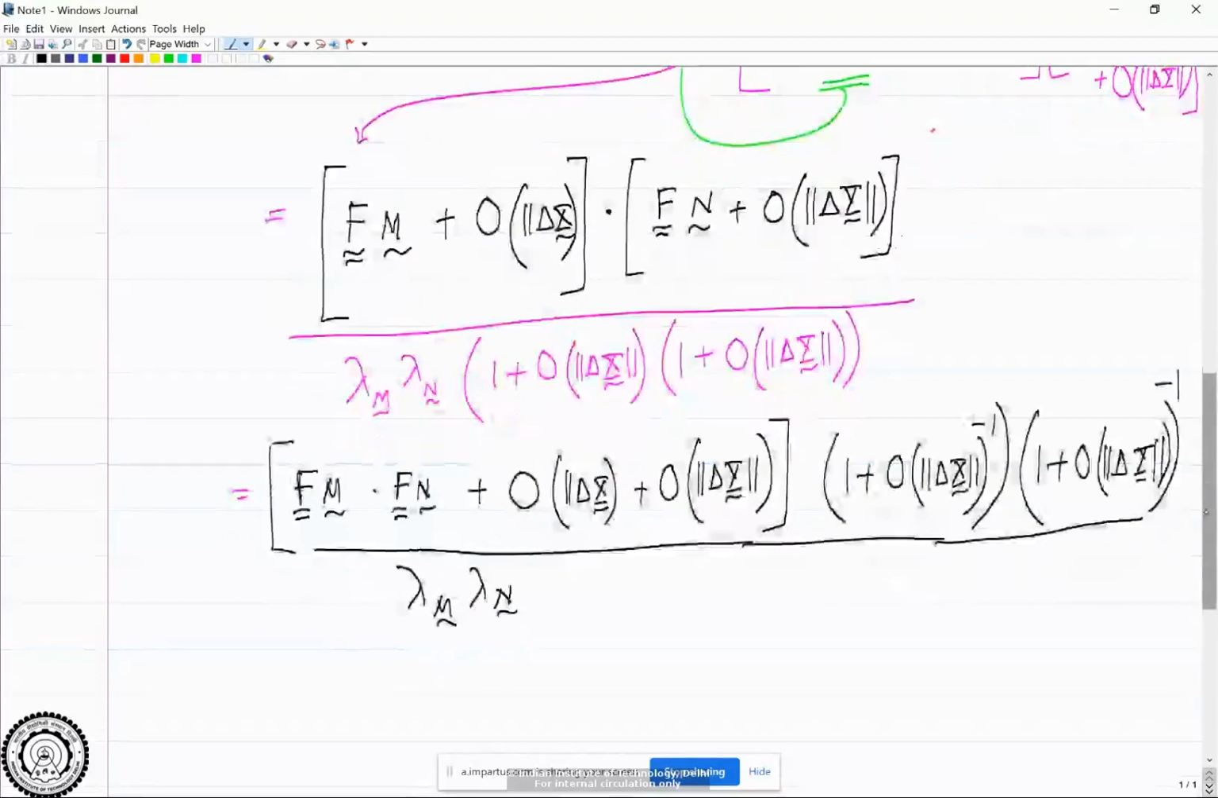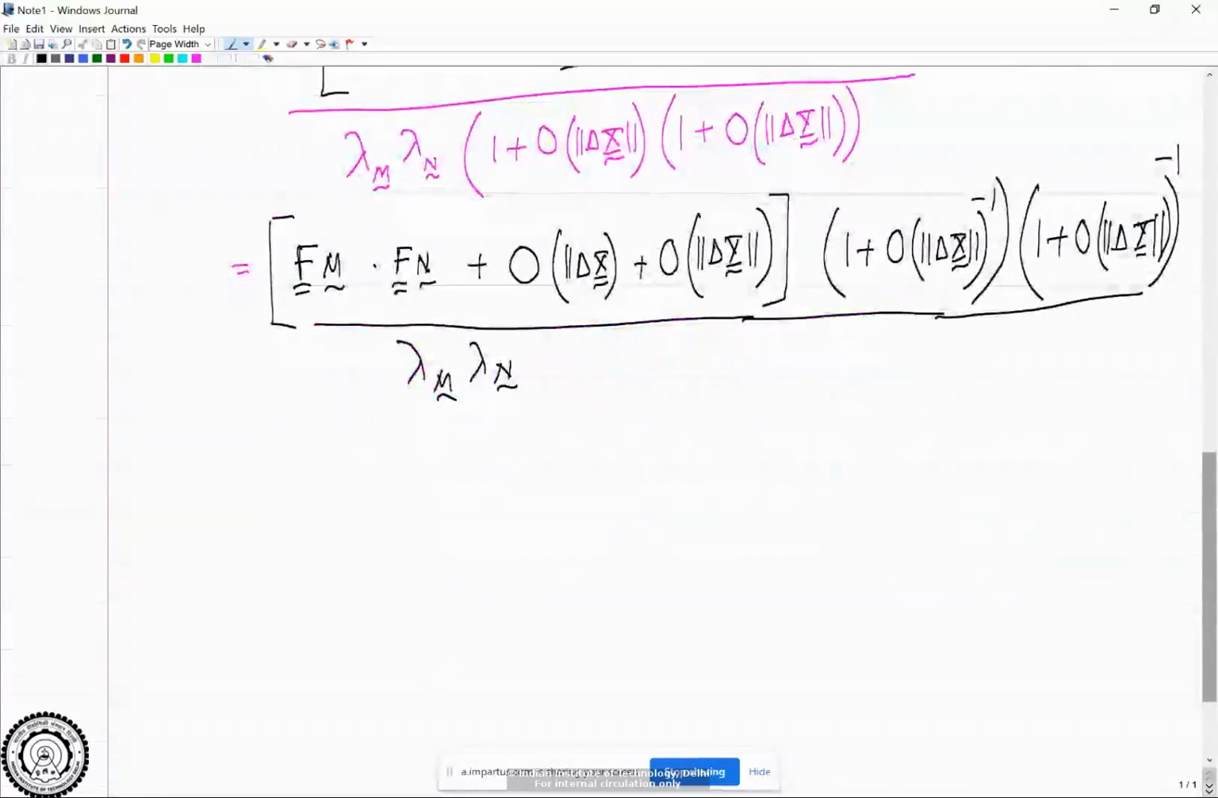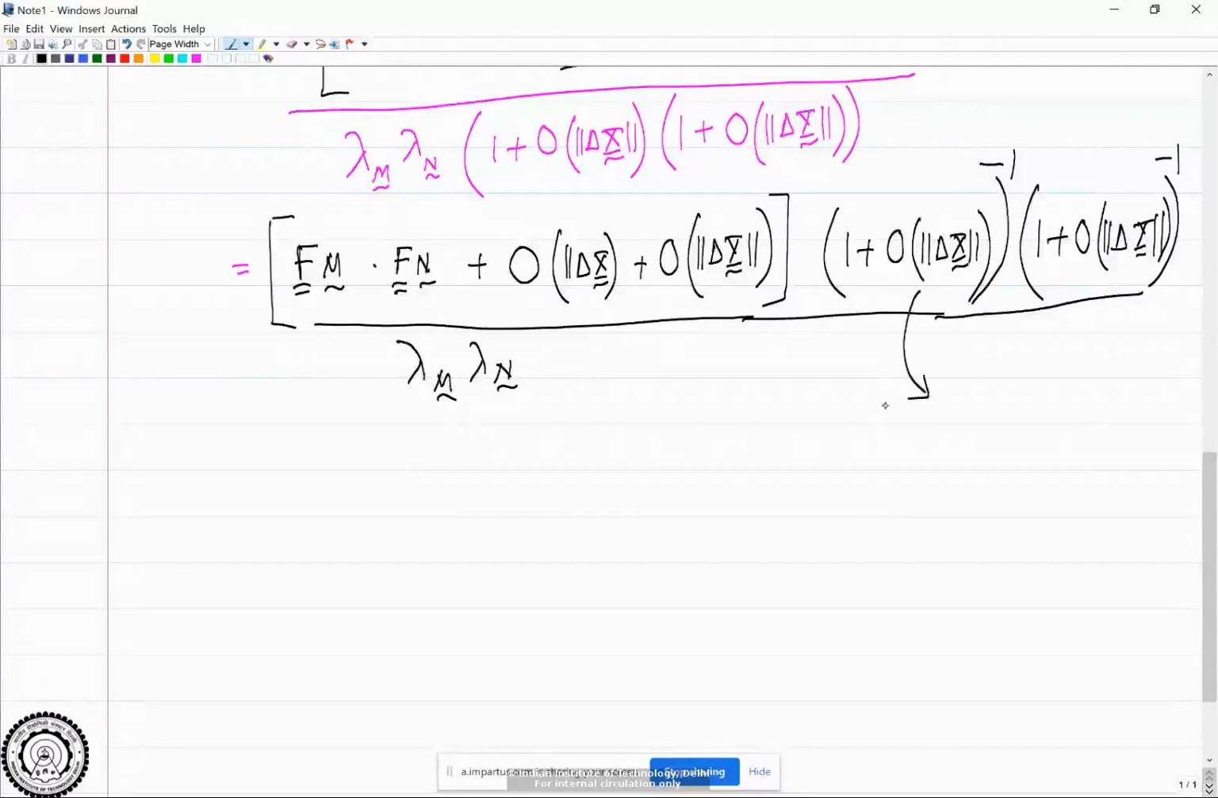So what should you do now? You can now use binomial expansion. By the way, this thing is whole to the power minus 1. Are you guys with me? Now what do you think we can do? You see, each of these terms, when you do binomial expansion, this simply becomes 1 minus big O delta capital X. Are you guys aware of binomial expansion? If you are not able to follow, please let me know.